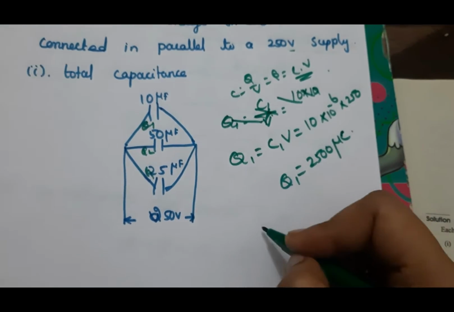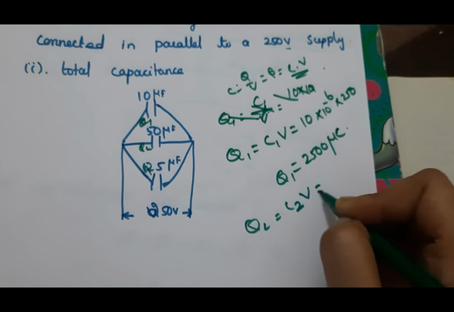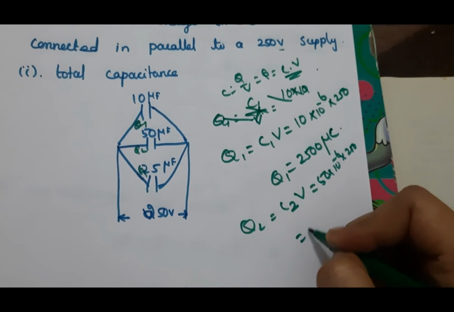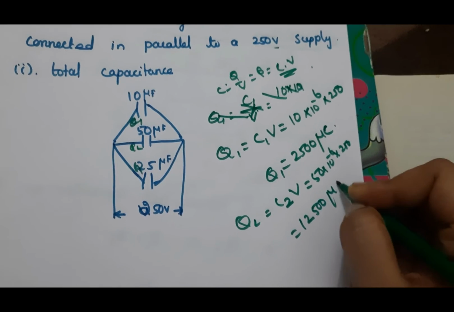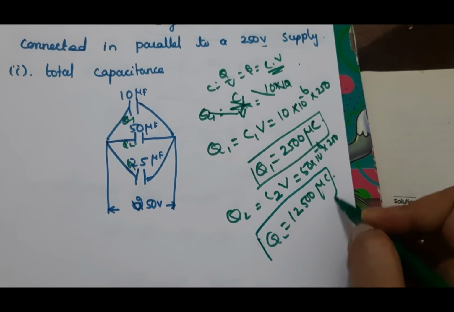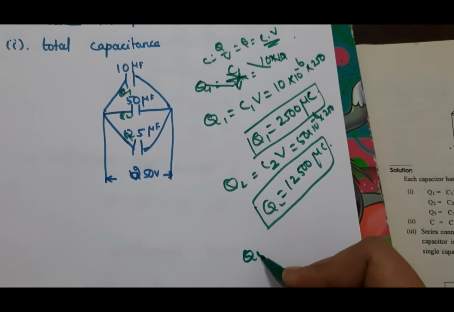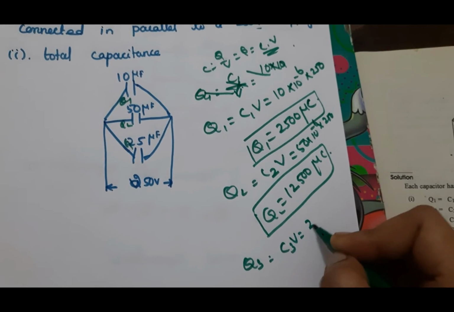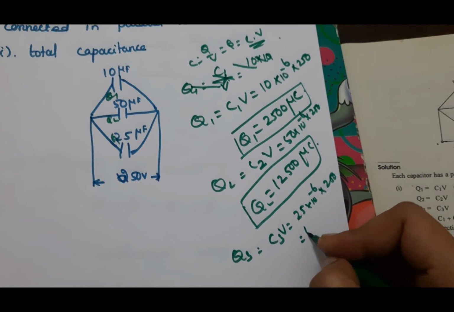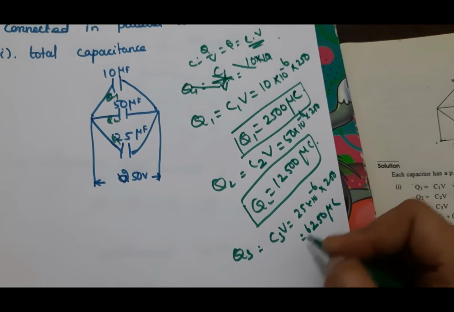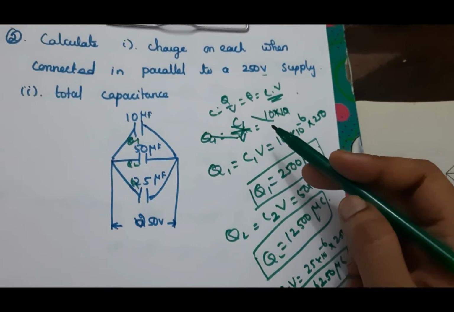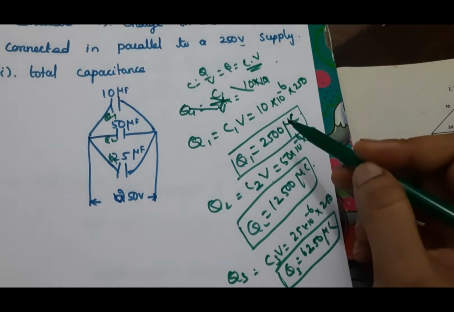That is the Q1 value. Similarly, Q2 is equal to C2V, that is 50 into 10 to the power minus 6 into 250, which is 12,500 microcoulomb. Similarly, Q3 is equal to C3V, that is 25 into 10 to the power minus 6 into 250, which is equal to 6250 microcoulomb. So we found the charge across the capacitors, Q1, Q2 and Q3.